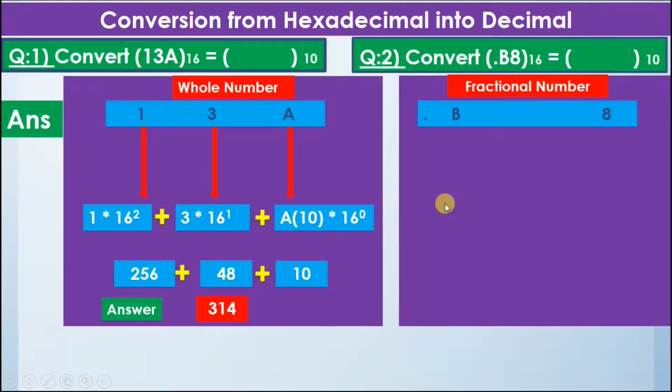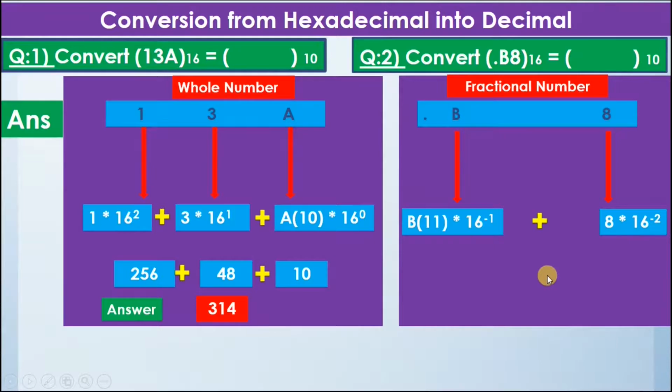So first of all, we will take the number B and multiply it with 16 raised to power minus 1. And as you know, B is equal to 11 in hexadecimal. So 11 is multiplied with 16 raised to power minus 1. Next we take the digit 8 and multiply it with 16 raised to power minus 2. Right? As we are moving away from the decimal point, initially the power was minus 1 and now it has become minus 2 here.